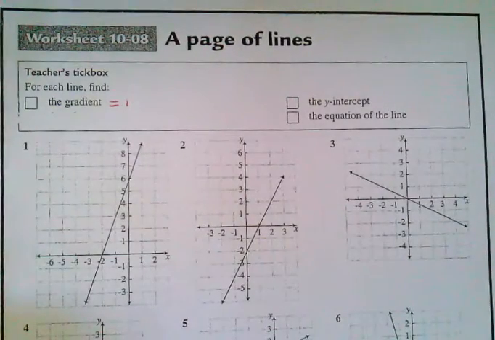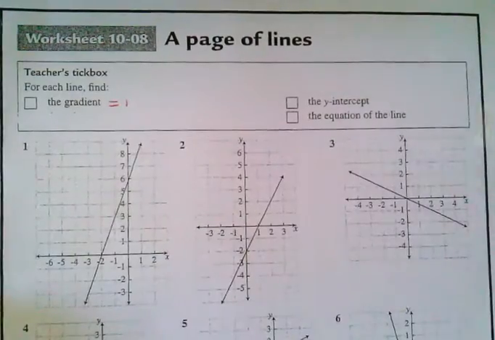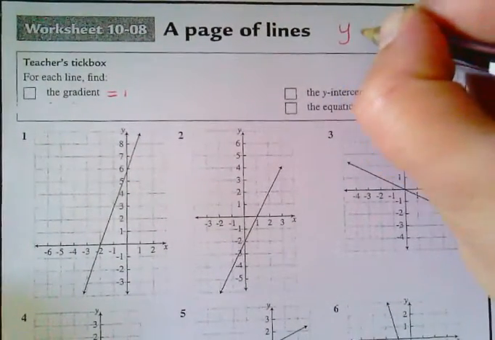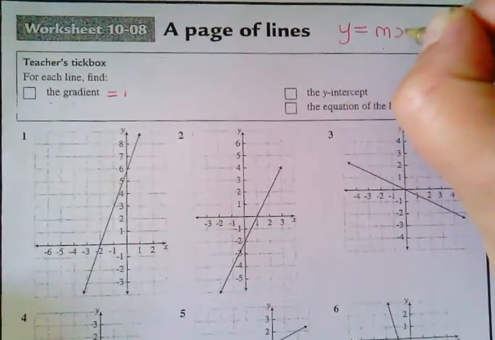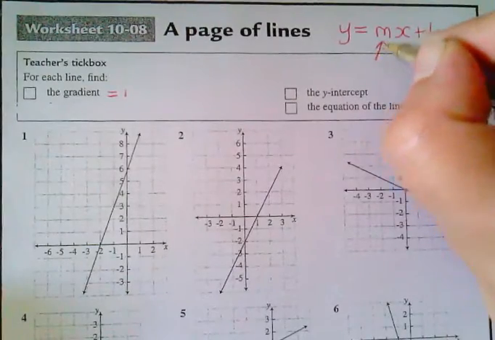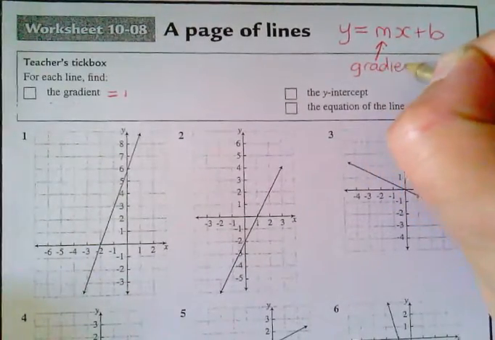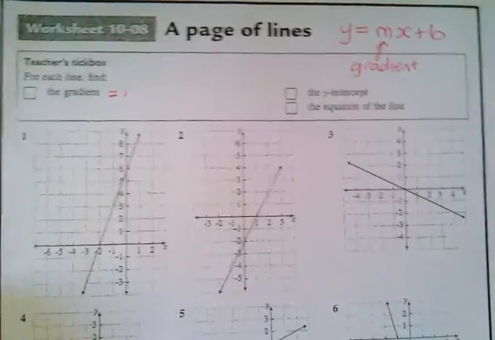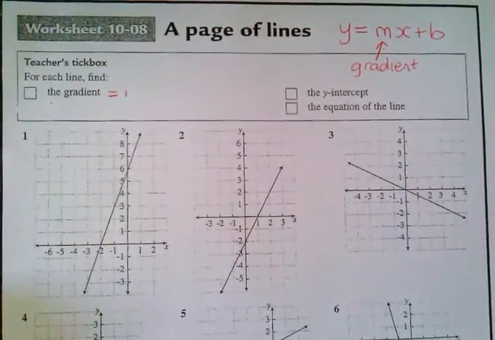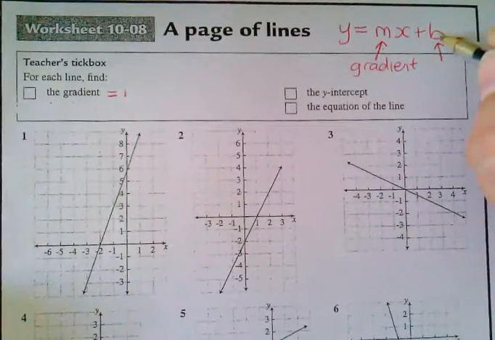Okay, this is the worksheet called A Page of Lines that you received today. Now, these are all straight lines here, and we're going to work out the equation of all of these straight lines. The general equation of a straight line is y equals mx plus b, where this m here is the gradient. So remember, we've been looking at the coefficient of the x, or the number in front of the x, and that describes the gradient, and b is the constant term.